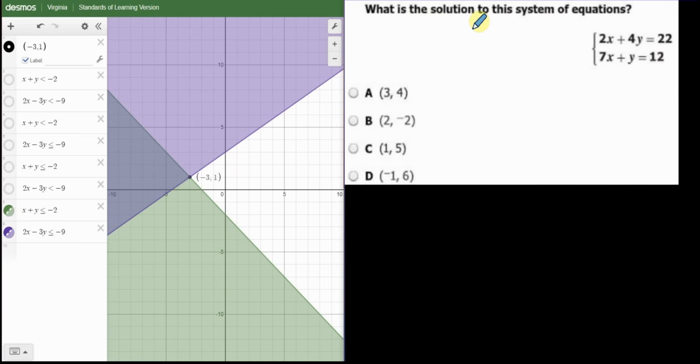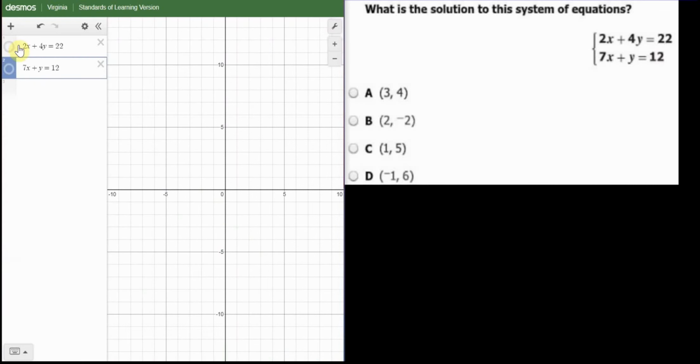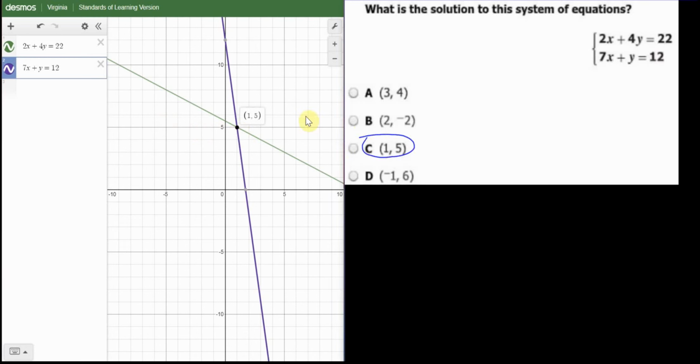All right, what is the solution to this system of equations? So again, we're going to use Desmos. We're going to graph it, and where those two lines meet, that is your answer. So here we go. Here's our two equations. We graph them. We go to see where those two lines meet, and we have our answer, 1, 5.